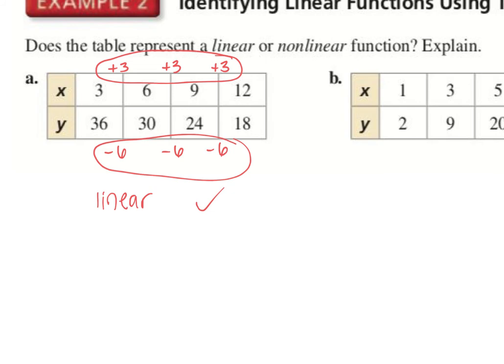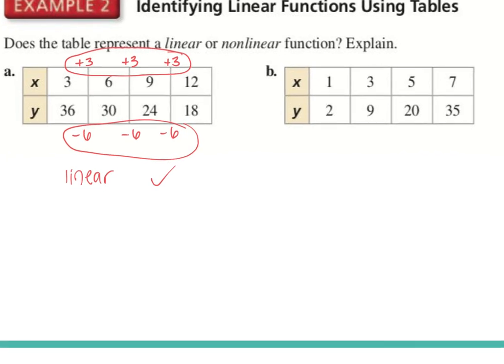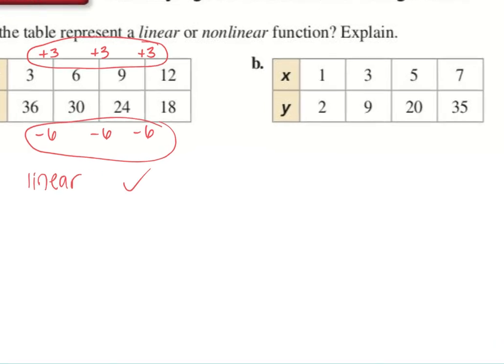Now, when we look at B, it's increasing by what in the x direction? Brady? 2. We're going to put a plus 2, plus 2, plus 2. Now, what's different about the y? Diego? It's increasing, but is it by the same amount every single time? No. What's the first increase?